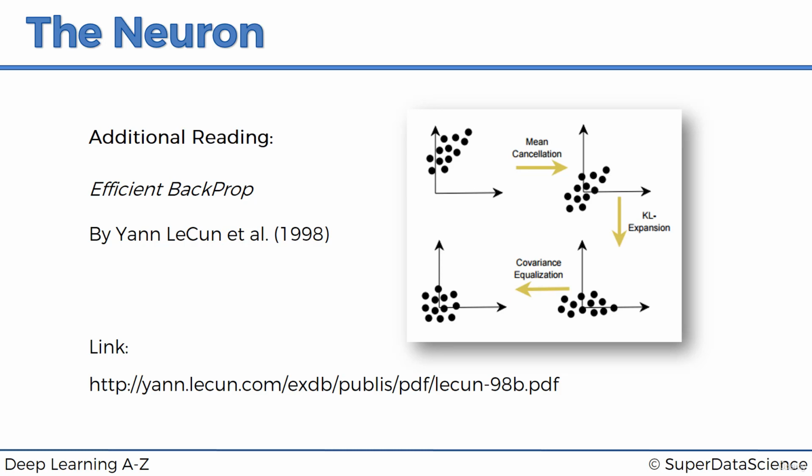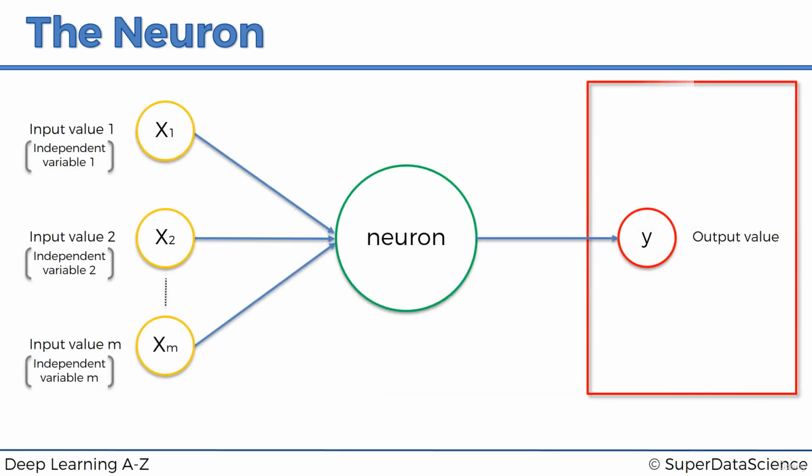There we go. So that's what we need to do with the variables. And here we've got the output value. What can our output value be? Well, we've got a couple of options. The output value can be continuous, like for instance, price. It can be binary, for instance, a person will exit or will stay, or it can be a categorical variable.